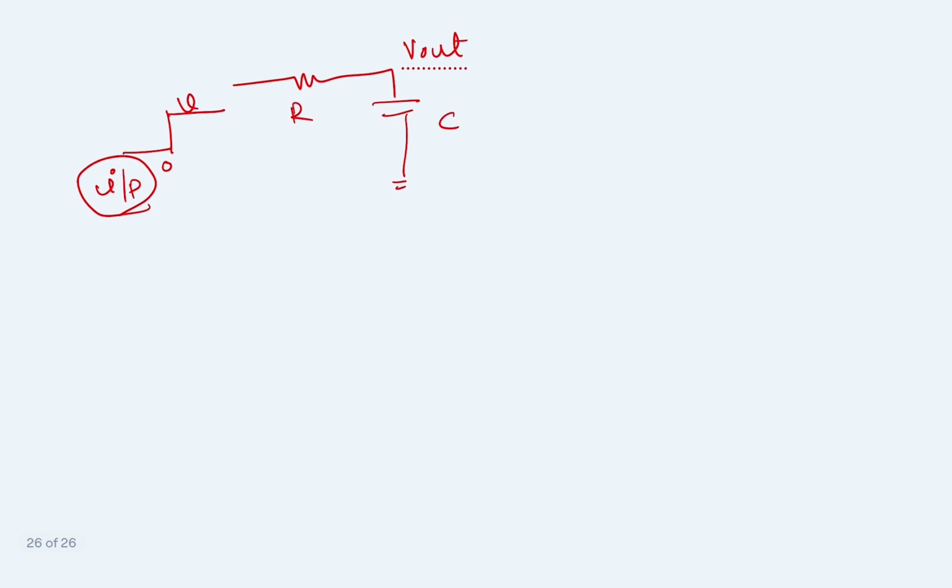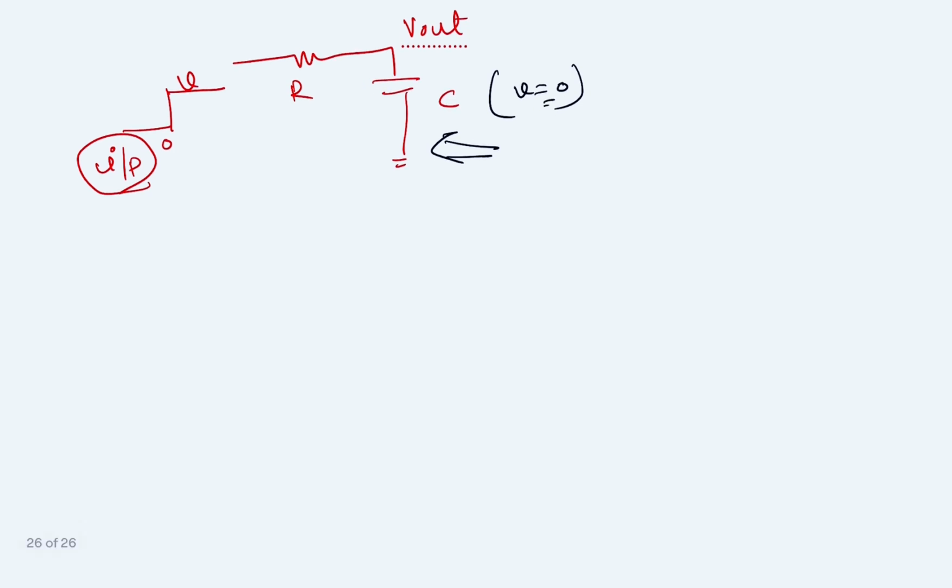So you know that the capacitor will behave as a short circuit when we give the step. That is because the initial voltage at the capacitor is 0, so it is not charged. When you give any high frequency input to the circuit, the capacitor behaves like a short circuit, because the impedance of the capacitor is 1 upon j omega C. If omega is very high, this becomes 0.